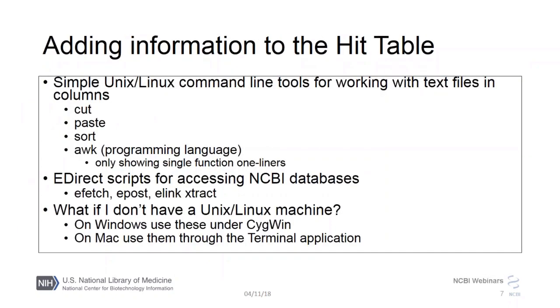So the way we're going to do that is we're going to use simple Unix Linux command line tools that are good for working with text files and columns. There's a whole ton of these. The ones we're going to use today are cut and paste and sort, and those are all the names of commands you can run on the command line. And then there's awk, which is really a programming language, and it's a world unto itself. It's sort of the ancestor of languages like Perl.